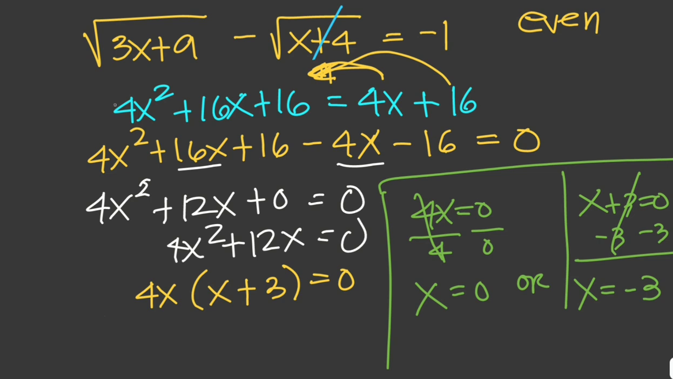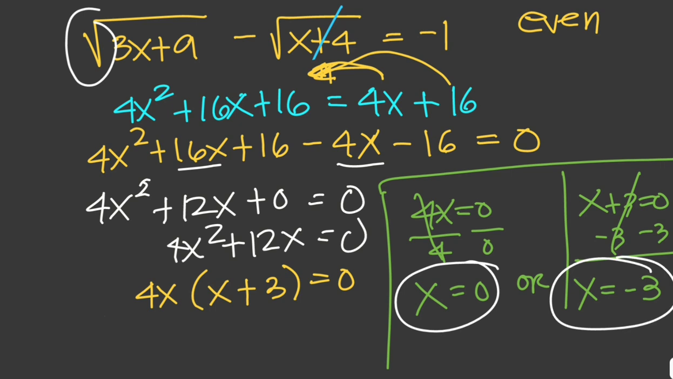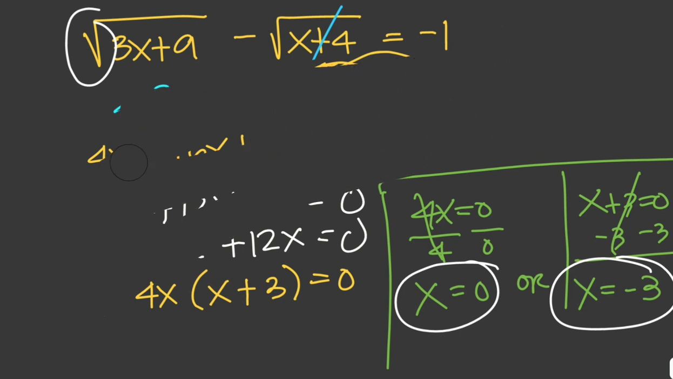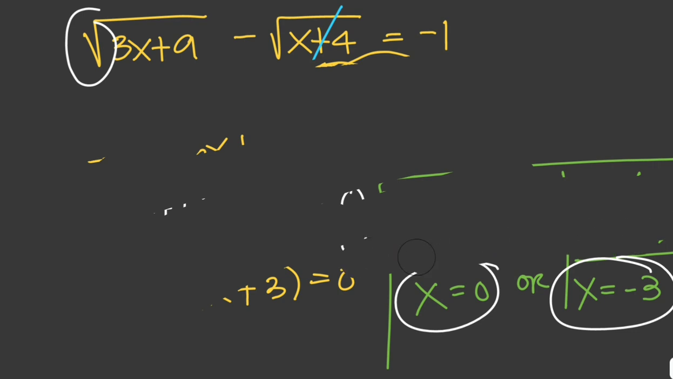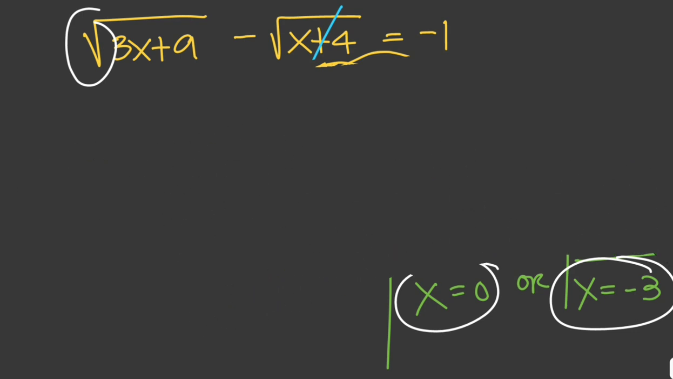Now, since the root here is even, and we have an even index, that means we need to check our answers. We got two values for x, which are 0 and x equals negative 3. Then we just have to check if there are extraneous solutions. We just have to plug in the two values to the original equation, right, to check if they are solutions to the equation.